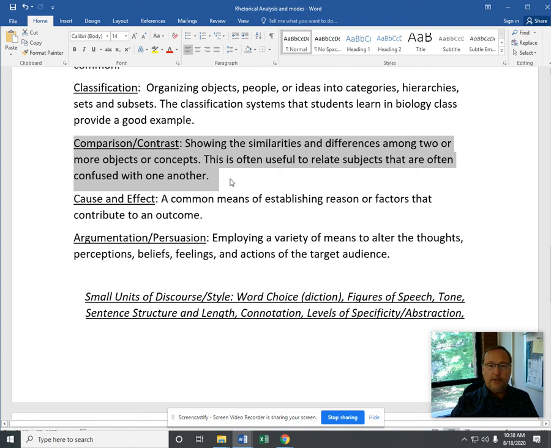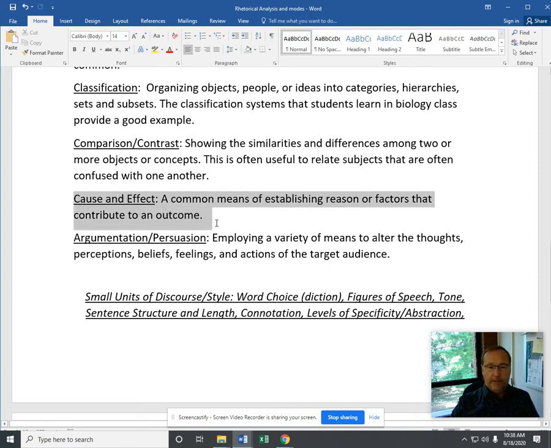Now, that's a pretty simple example, but when we take a look at other concepts where one is often confused for the other, you can really fine-tune those arguments by using compare and contrast and breaking down what one thing does, what another thing does, how they overlap, how they intersect, and then how they're different from one another.